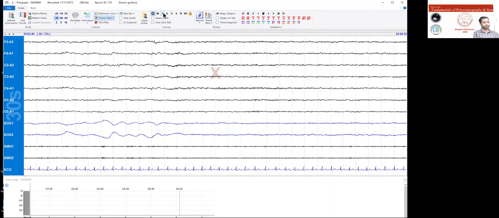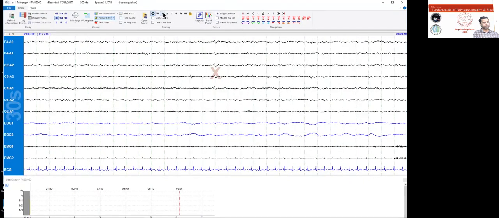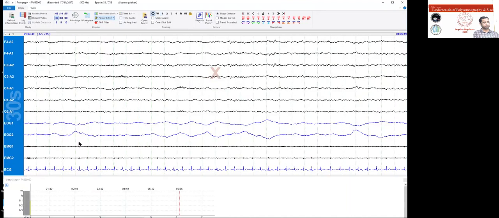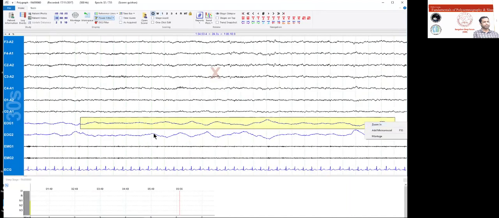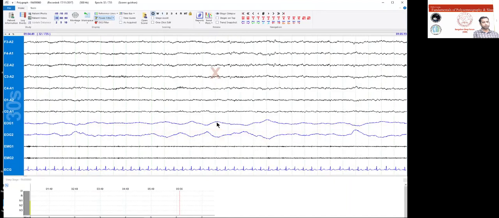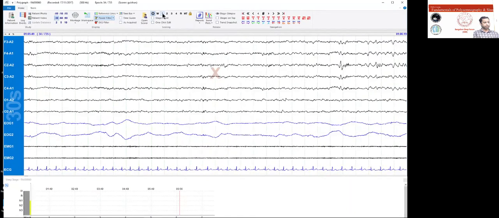This is stage one. Slow eye movement is there. Alpha is there, but much less than 50 percent of the total epoch. EMG is lower than in the wake stage, and it's stage one, N1. If you look at the hypnogram now, N1 is being shown in yellow color.